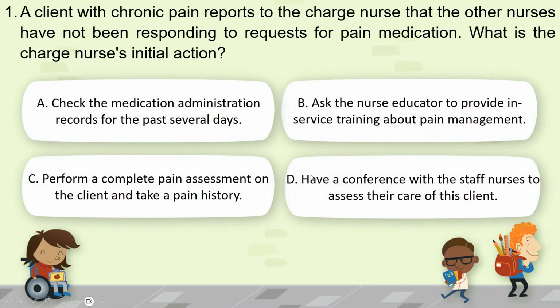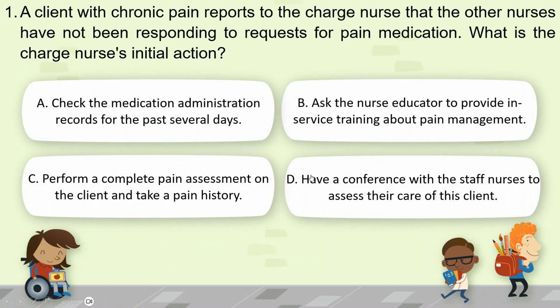Number one, a client with chronic pain reports to the in-charge nurse that other nurses have not been responding to requests for pain medication. What is a charge nurse's initial action? A. Check the medication administration record for the past several days. Letter B. Ask the nurse educator to provide in-service training about pain management. Letter C. Perform a complete pain assessment on the client and take a pain history. Or letter D. Have a conference with the staff nurses to assess their care of this client.